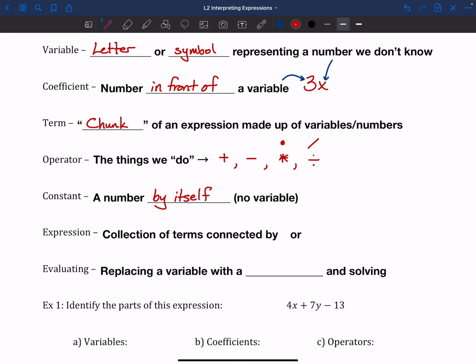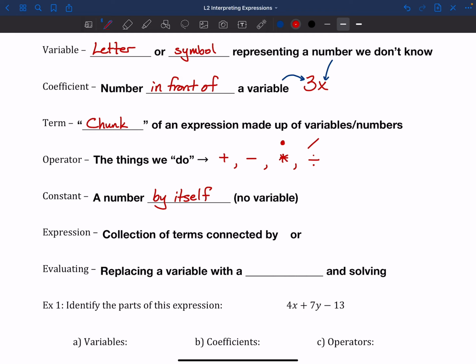The reason we call it that is because 3x changes depending on what the x is. That whole chunk of stuff will be different depending on if x is like 2 or if x is 7 or what have you. The constant, say my constant in a problem was 7, doesn't matter what x is, that 7 will stay 7. It stays constant.